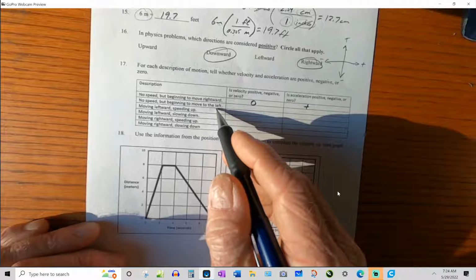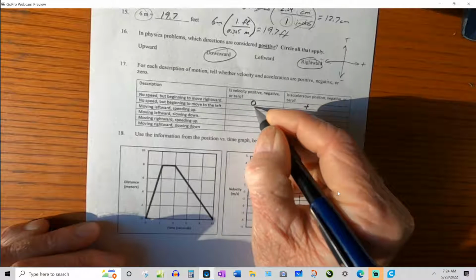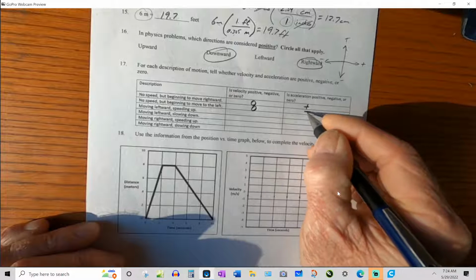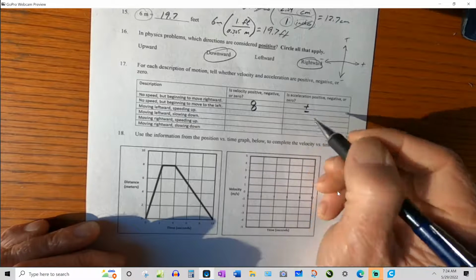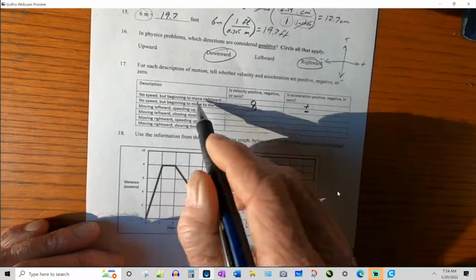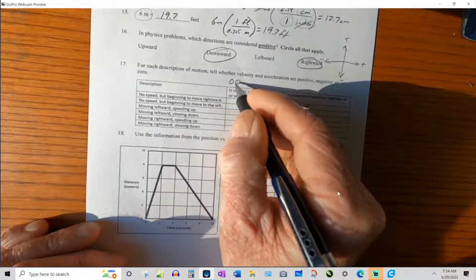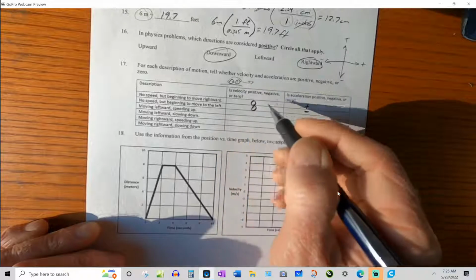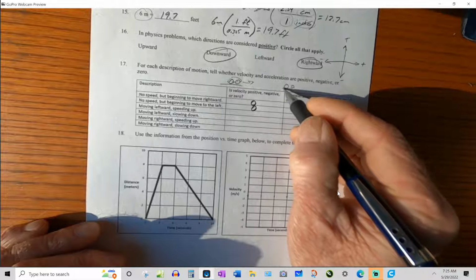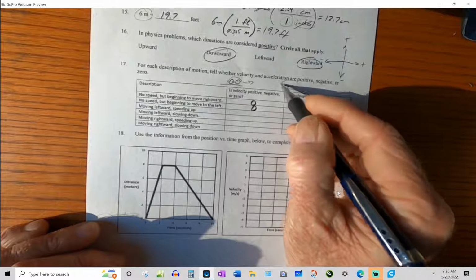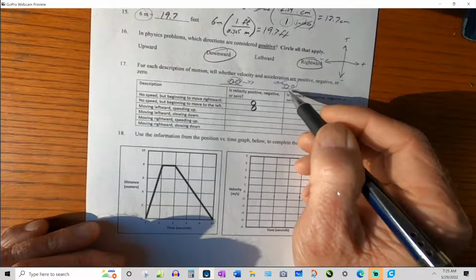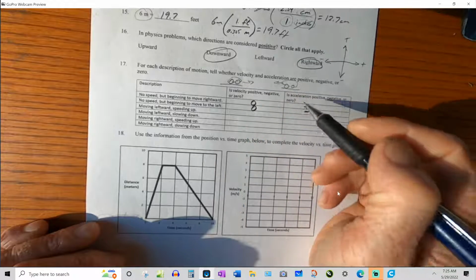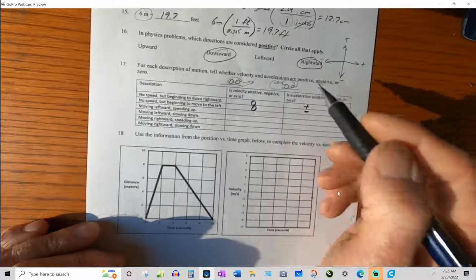No speed but beginning to move to the left, so your velocity would be 0, but you would be starting to gain some velocity to the left, so you have negative acceleration. So this is like a car at the starting line that's just started to go this way. And the second one is like a car at the starting line that's just starting to go that way. It doesn't really have any speed yet, but it is accelerating. This is positive acceleration, this is negative.